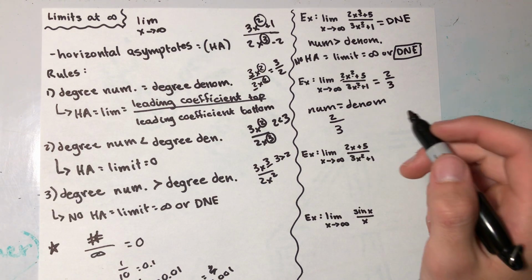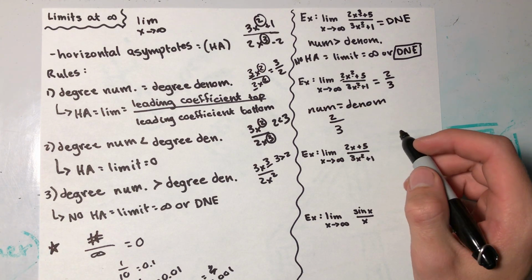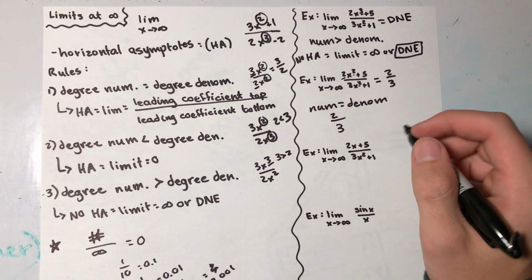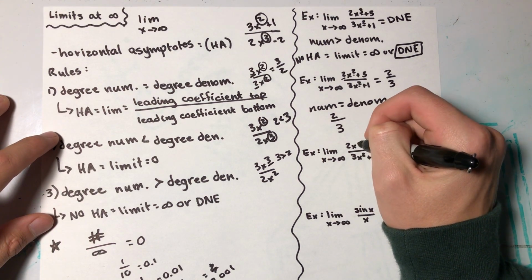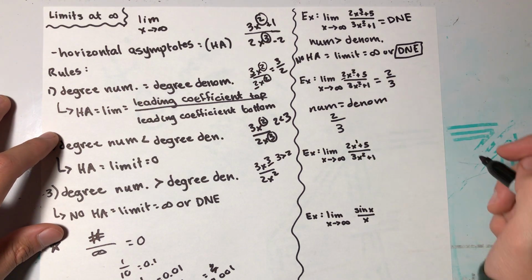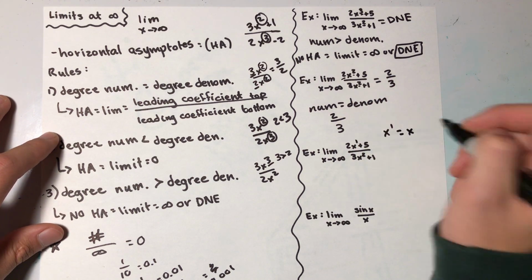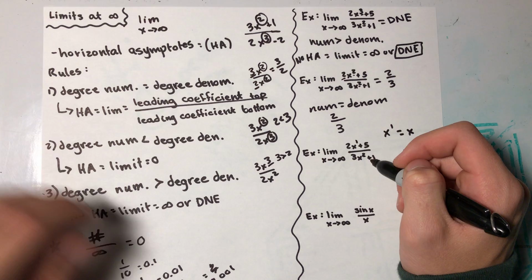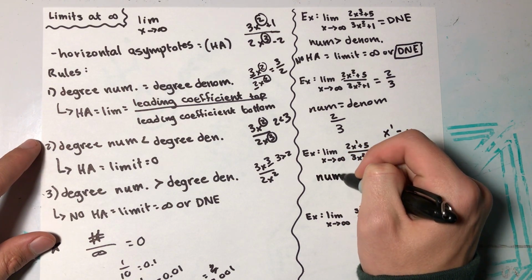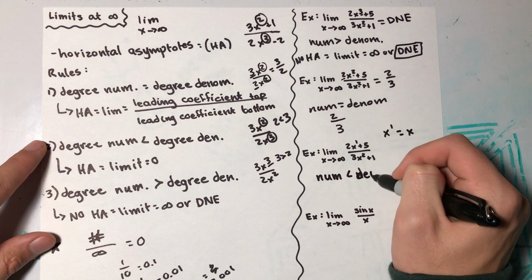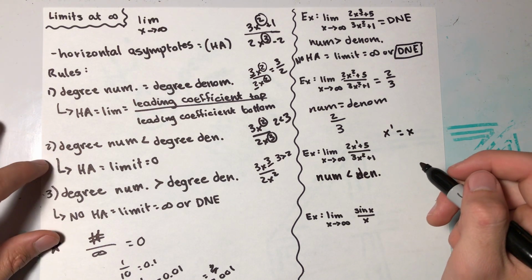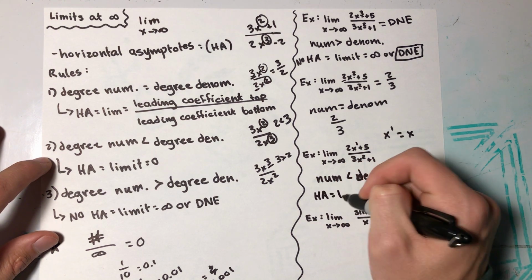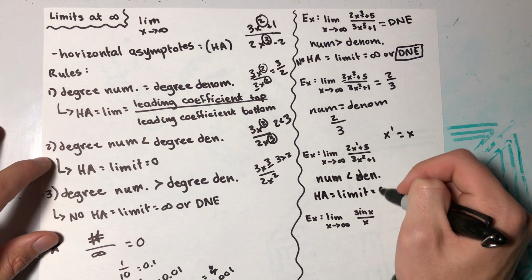Now in this case, we have the limit as x approaches infinity of 2x plus 5 divided by 3x squared plus 1. As you may or may not notice, in the numerator, there is no power. However, any x standing alone with no power is actually x to the 1. X to the 1 is simply equal to x. So our degree in the numerator is just 1, and our degree in the denominator is 2. Thus, our degree in the numerator is less than the degree in the denominator. And thus, we use our rule number 2, and the horizontal asymptote, which equals the limit, simply equals 0.